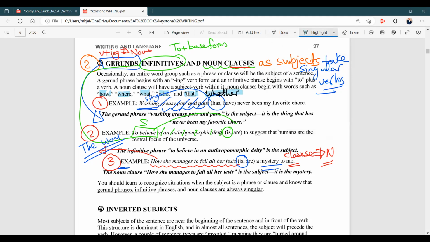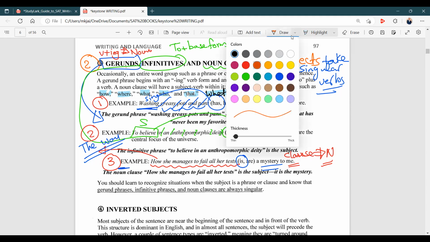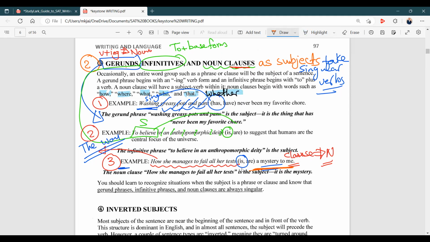All right. So these words begin that noun clause. It's a clause that works as a noun. Don't say the subject is how or the subject is she. No. What is a mystery to me? Is it her? Is it she? Is it the person? The clause as a whole. Yes. The way she manages to fail her test. So be careful.